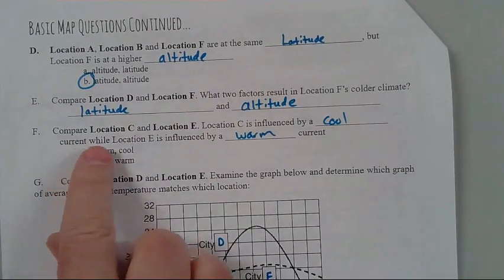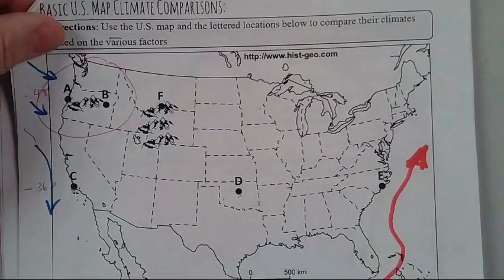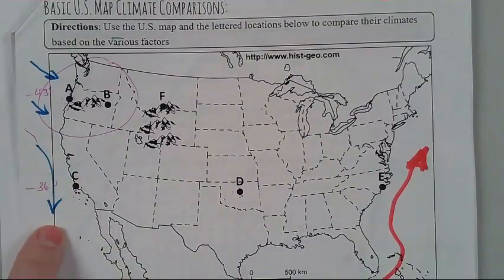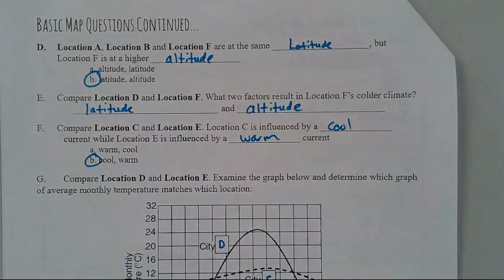Question F, compare location C and E. Location C is influenced by a cool current. So here we have C, we have the cool current here, and the warm current influencing E.